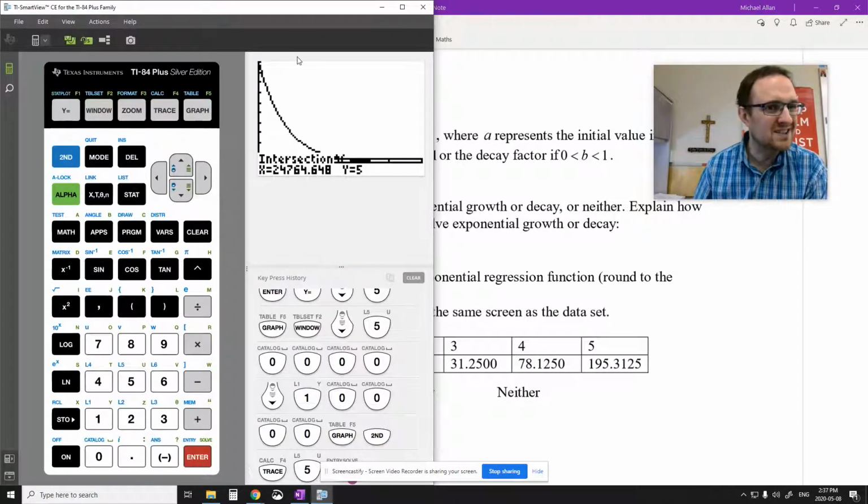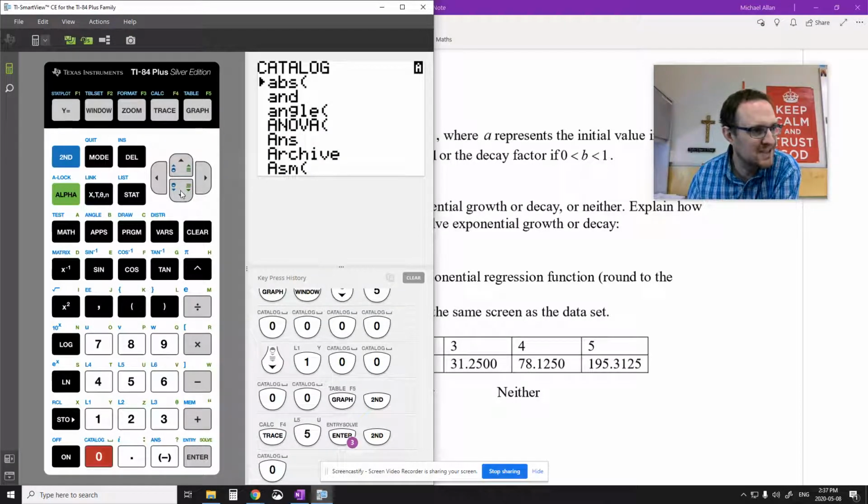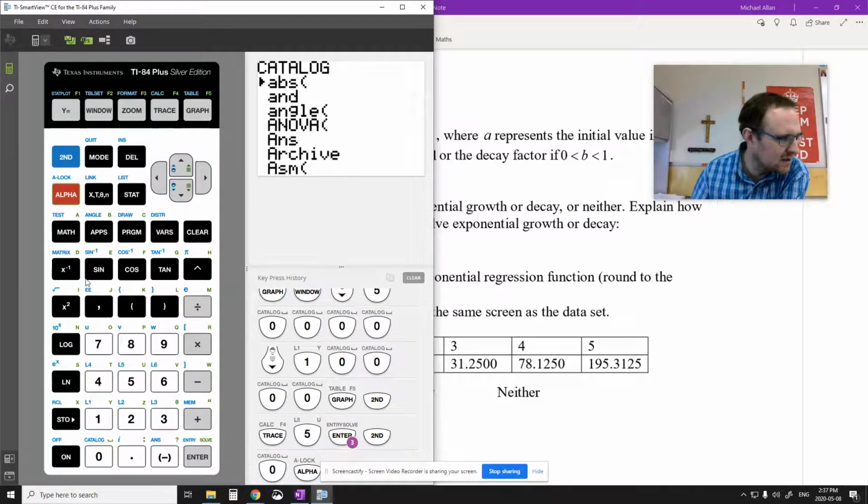Some of you have asked about the TI calculator. How do I know it's a good regression? Apart from looking at the graph to see if it fits properly, remember that you can also go into the catalog here. So go second catalog. And if your calculator is being reset, this is probably changed. And you want to go down to the Ds. You want to go to diagnostics.